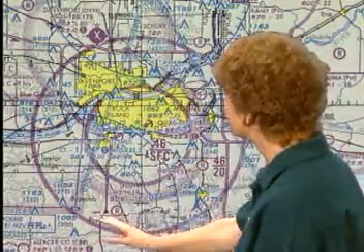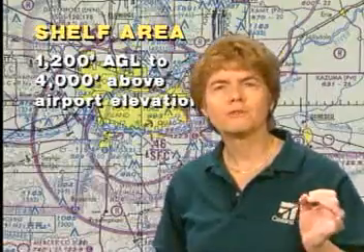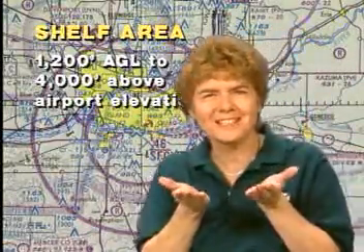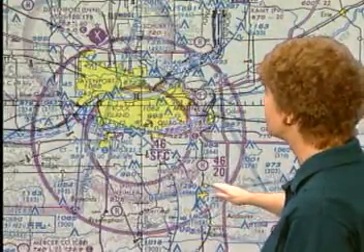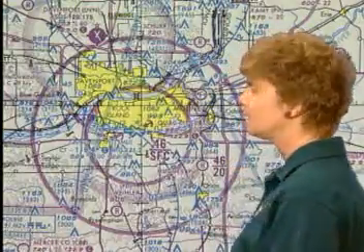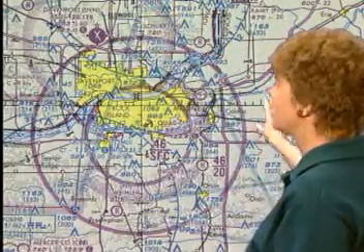And that's because this shelf area normally goes from 1,200 feet above ground level to 4,000 feet above the airport elevation, forming a shelf. And again, the chart will show you the elevations. Here, the base of the shelf area is 2,000 feet MSL, and it goes up to 4,600 feet MSL. Now, outside of that, out here for another 10 miles is what's called the outer area.